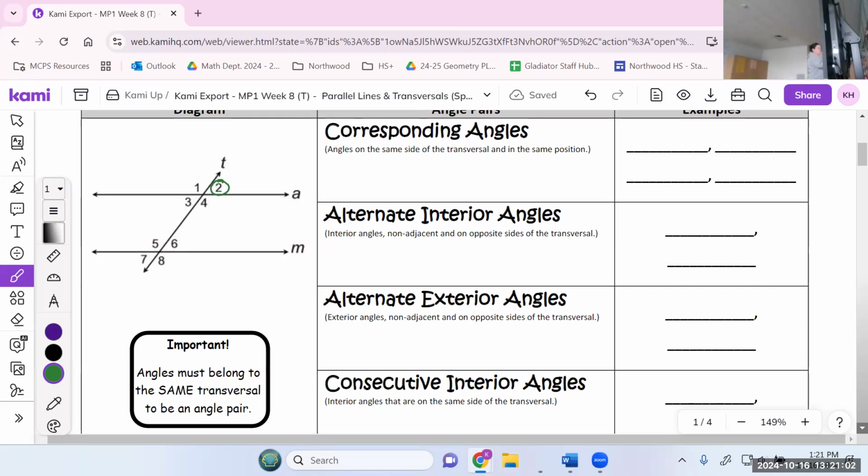We have 2 and 6. Those are corresponding because to me they look like they're both in the passenger seat. Is that a math thing to remember? No, it's just the way that I remember it. Other ones that are in the same spot would be 3 and 7. Another one, 1, which would match with 5. Those are in the same position. Anything in that same spot. Mismo.